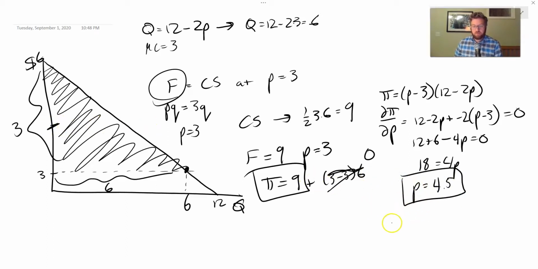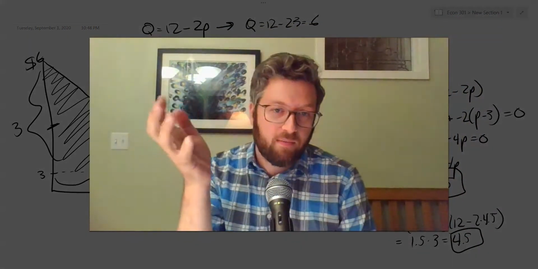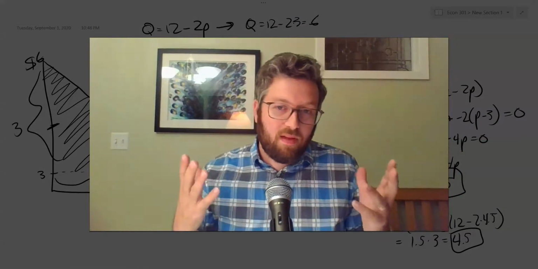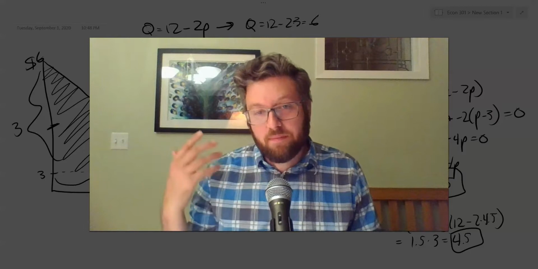Okay? Which is somewhere in the middle here. If the price was 4.5 and we were a standard monopolist, our profit would be equal to 4.5 minus 3 times 12 minus 2 times 4.5. That's equal to 1.5 times 3, which is 4.5. So by using a two-part tariff and practicing perfect price discrimination, this guy's able to double his profits. And that comes from the fact that we have this linear demand, and the monopoly profit is half the total consumer surplus, but we still get the idea that you get a lot more profit.